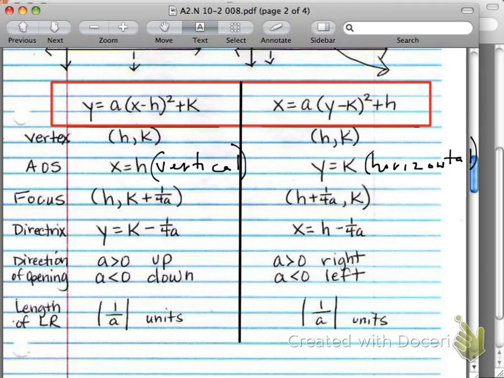Now, did the length of the LR change at all? No. Okay. All right, any questions on that? Totally off topic. Did you see the last pitch in the Rangers game? Yes, it was a ball.